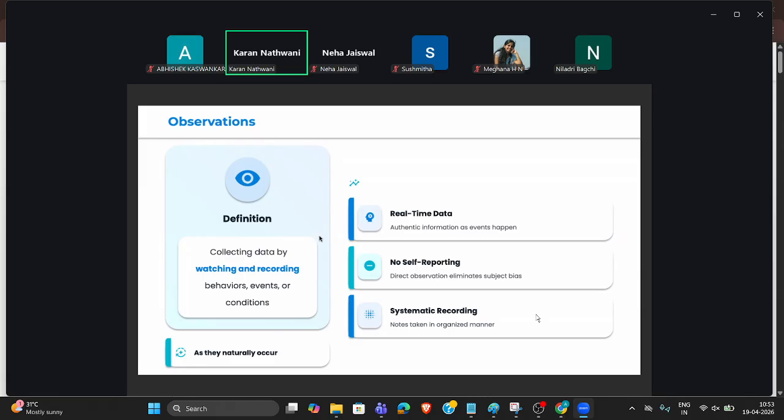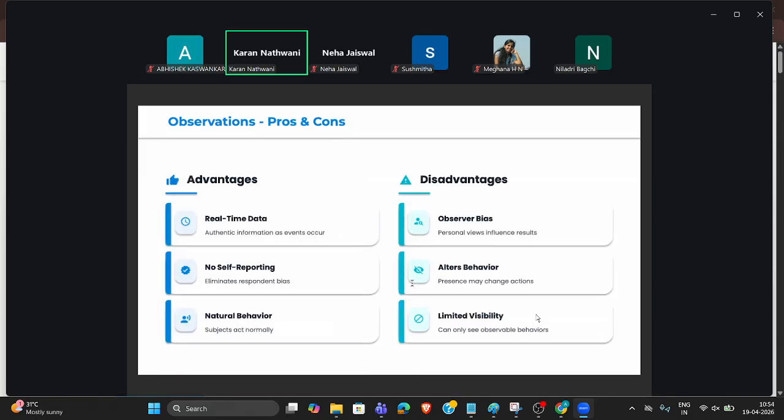All this can come in natural behavior. You can identify from observing their data. No self-reporting, no direct reporting. It is an indirect way. It eliminates subject bias, because if you ask me about myself, you may get only positive answers in front of me. This means you do not have the person in front of you, so it is completely unbiased. Systematic recording: notes taken in an organized manner. You can collect the data as it naturally occurs. So this is observation.